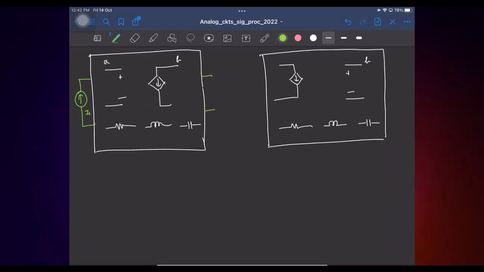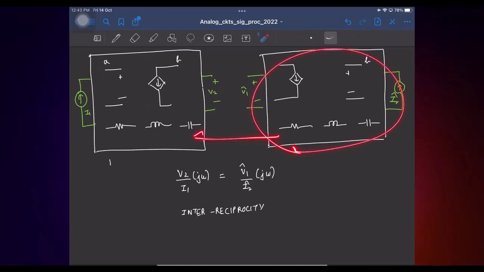Okay. So now if I apply a current I1 here and measure a voltage V2, and here I apply a current I2 hat and measure a voltage V1 hat, the ratio in transformed quantities, which is V2 by I1 of j omega, will be the same as V1 hat by I2 hat of j omega. Okay. This is called inter-reciprocity. And of course now the network on the right is no longer the same as the original network we had, and this is called the adjoint network.